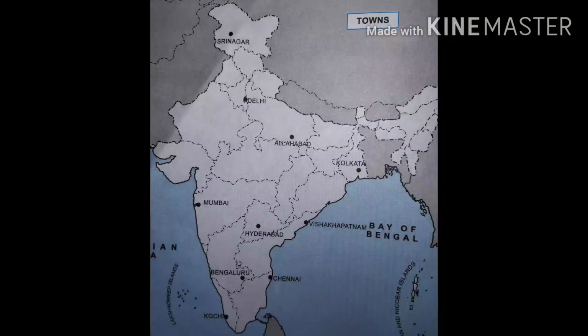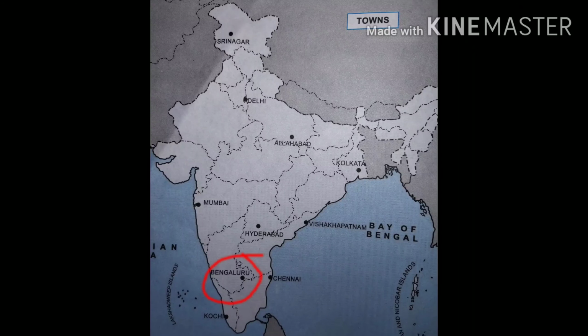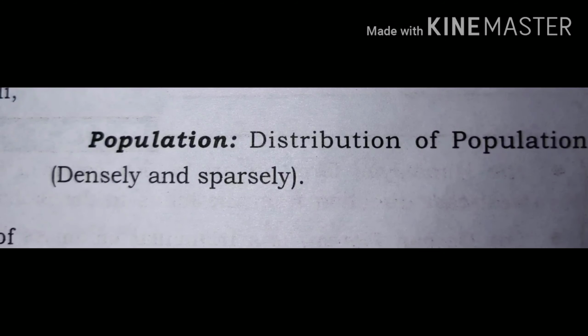Now as we move down, we'll see Bangalore. Bangalore is present in the southern part of the Karnataka state. Then we'll move to Chennai. It is also another coastal city and a very important port on the Bay of Bengal. And next is Cochin. It is also a coastal city and important port, but this port is present on the Arabian Sea. So these are the important cities.